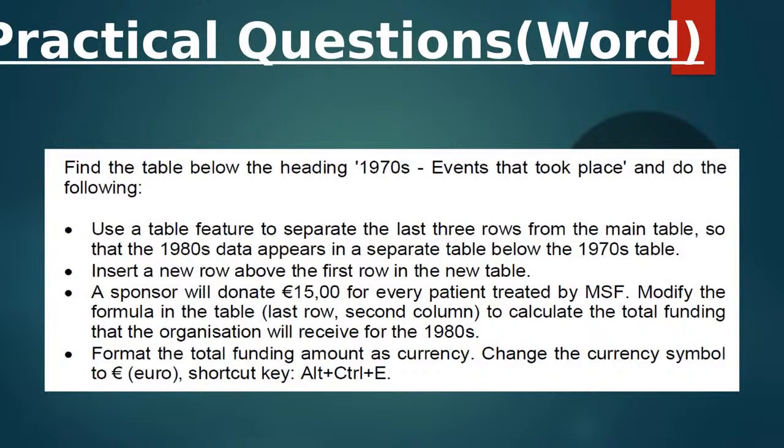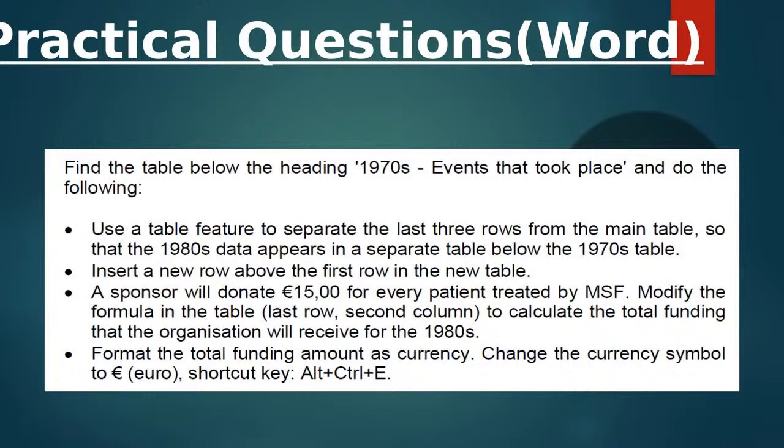Once we've got the table, what do they want us to do? Use the table feature to separate the last 3 rows from the main table so that the 1980s data appears in a separate table. So guys, you will first go and separate that. Then the next instruction is insert a new row above the first row. So we know when we insert a row, we can simply right click on the table itself and say Insert Row.